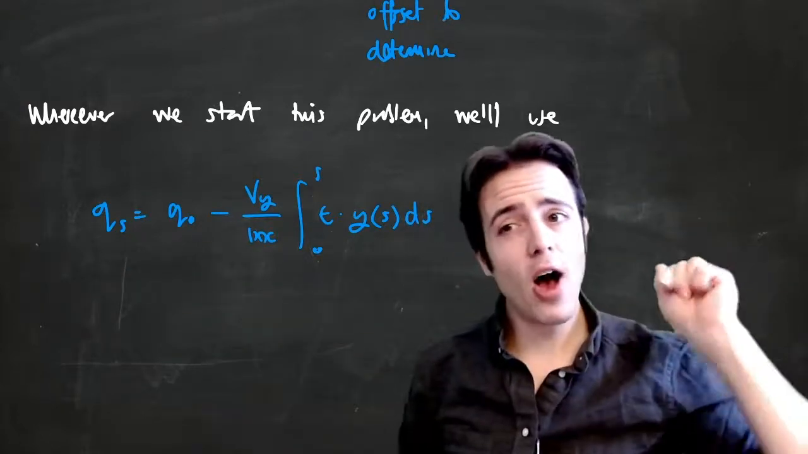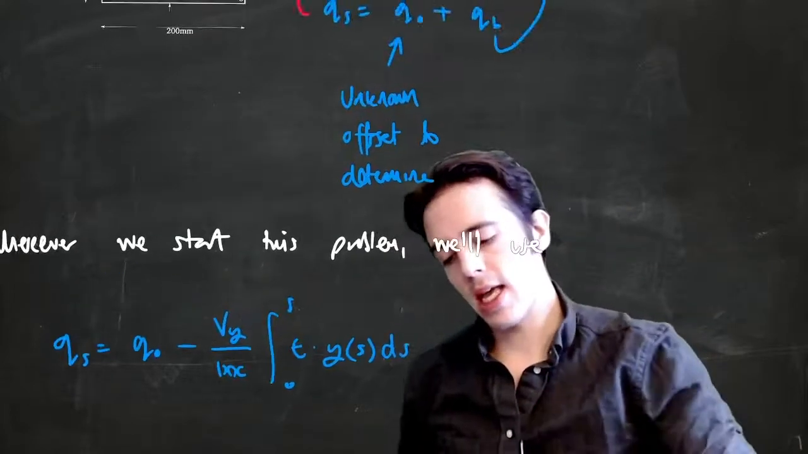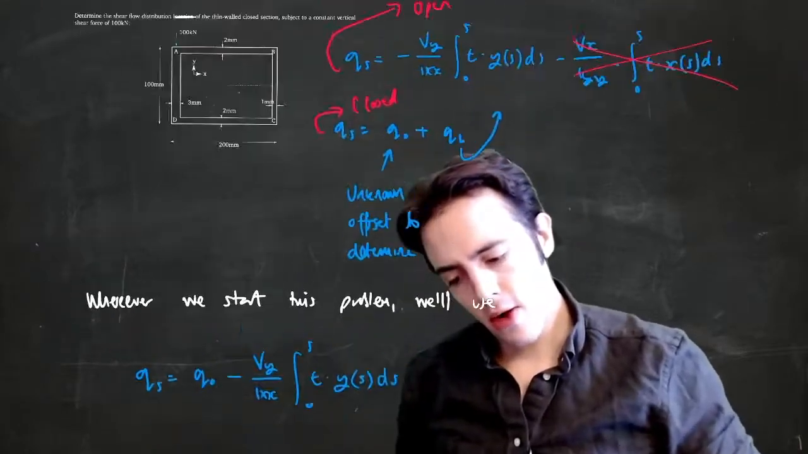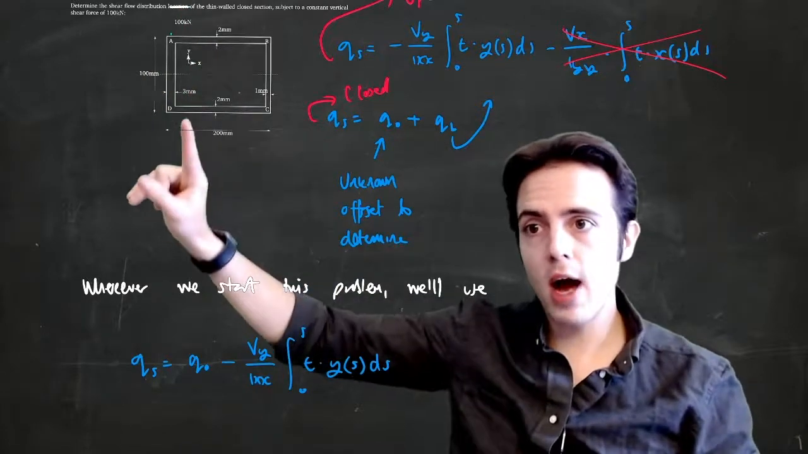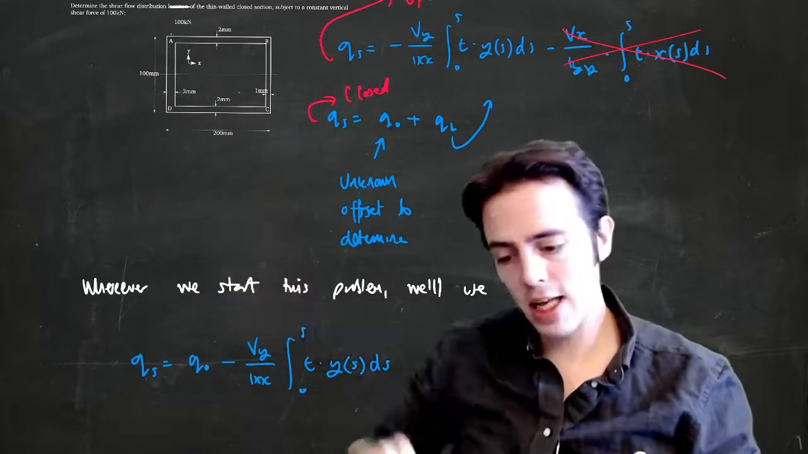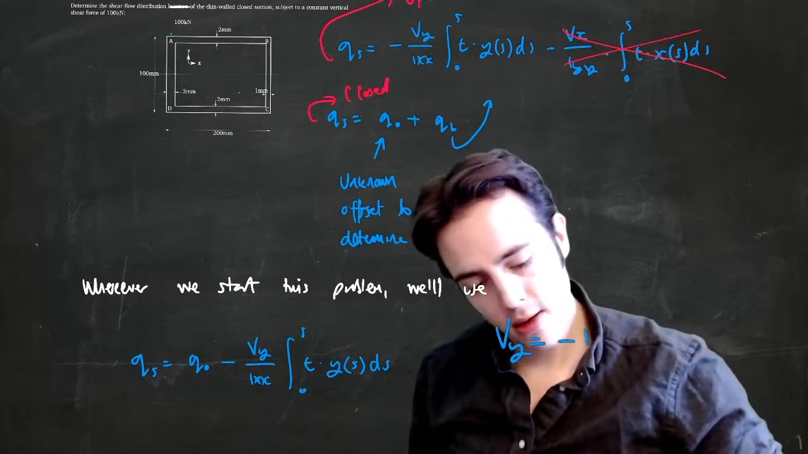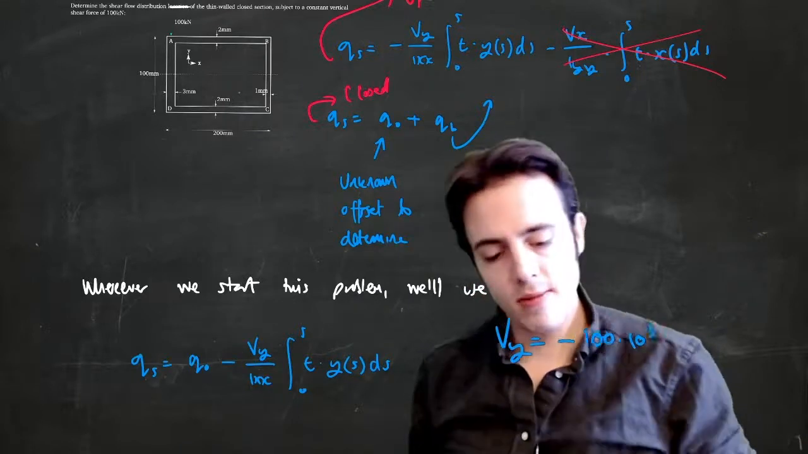So in this problem, we are only looking for the distributions at this moment. We're not yet looking for the shear center because we don't know how to do it just yet. So let's have a look at the problem. Vy is known. Y is defined as being up, and Vy is 100 kilonewtons down. So Vy is minus 100 times 10 to the 3 newtons.